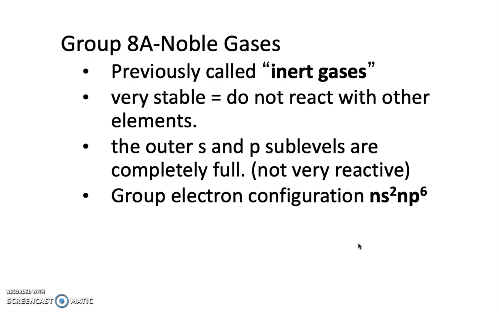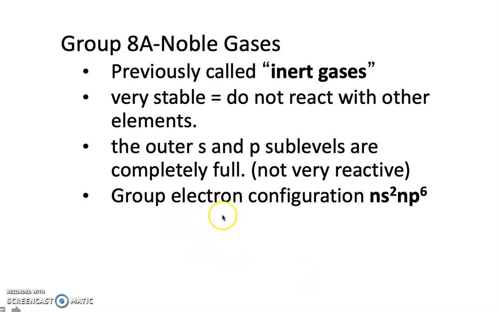A person of nobility has tremendous wealth. Noble gases have all the electrons. They have enough electrons. They are full. Their s and p sublevels are filled. They do not need any extra electron.